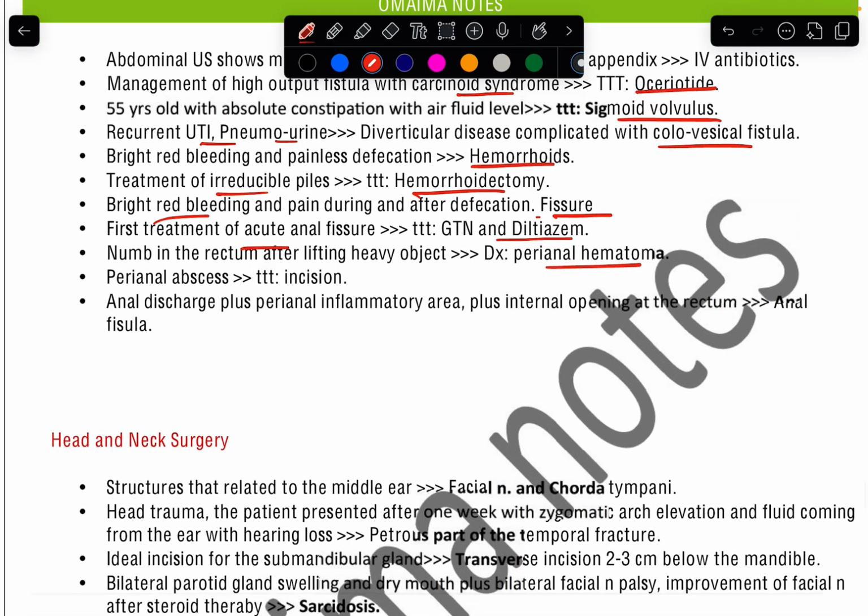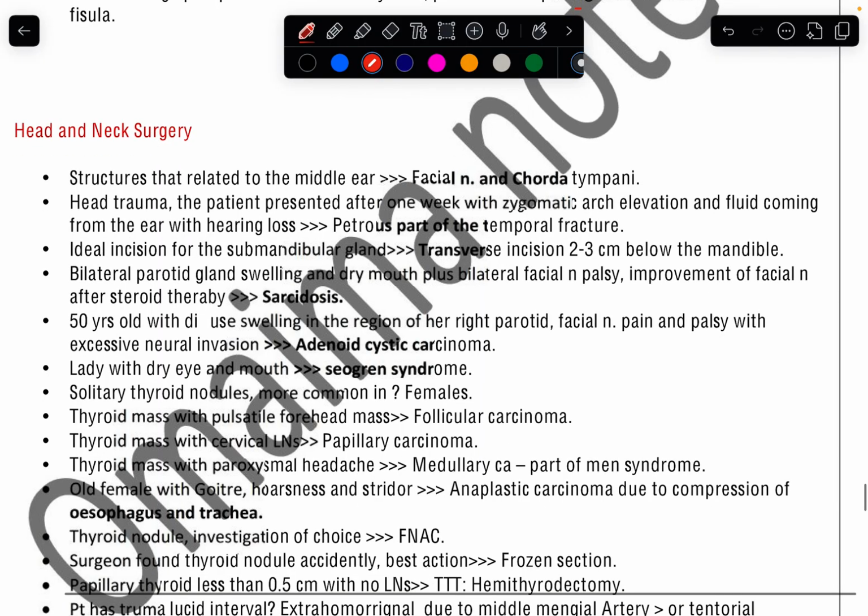abscess treatment is incision. Anal discharge after inflammatory mass, internal opening in rectum, anal fistula. Head and neck surgery: structure related to the middle ear is facial nerve, middle ear, facial nerve, chorda tympani. Head trauma, patient presents 1 week with zygomatic arch elevation, fluid coming out from the ear and hearing loss, petrous part of temporal bone. Ideal incision for submandibular gland is transverse 2 centimeters below. Bilateral parotid gland swelling, dry mouth plus bilateral facial palsy is sarcoidosis.